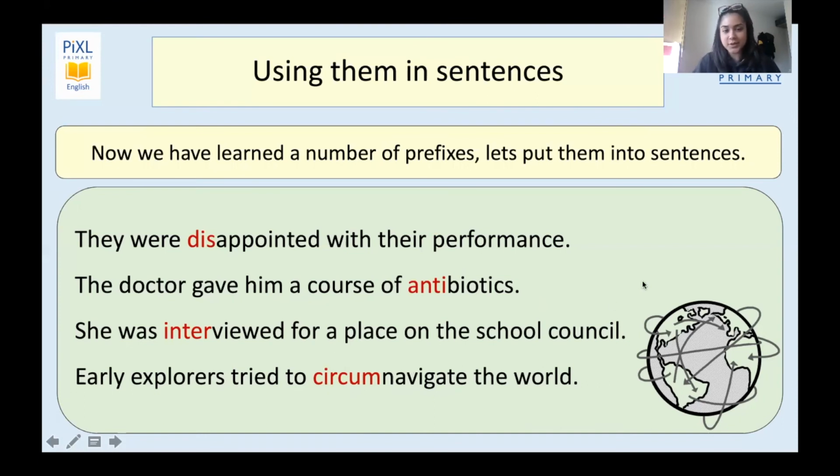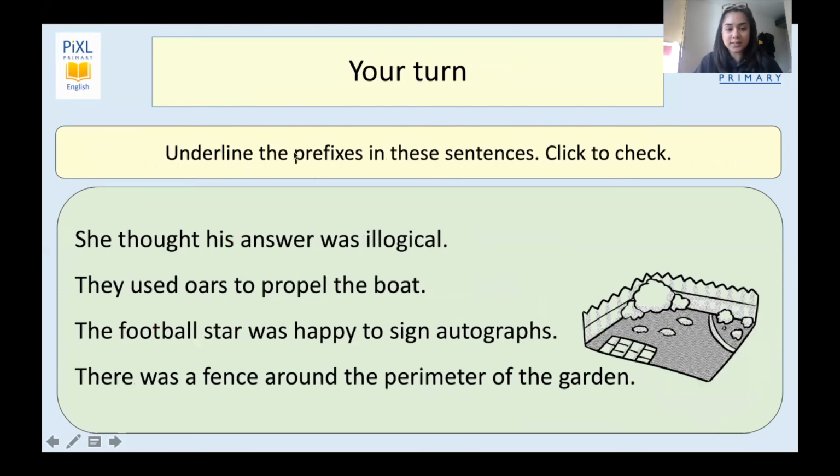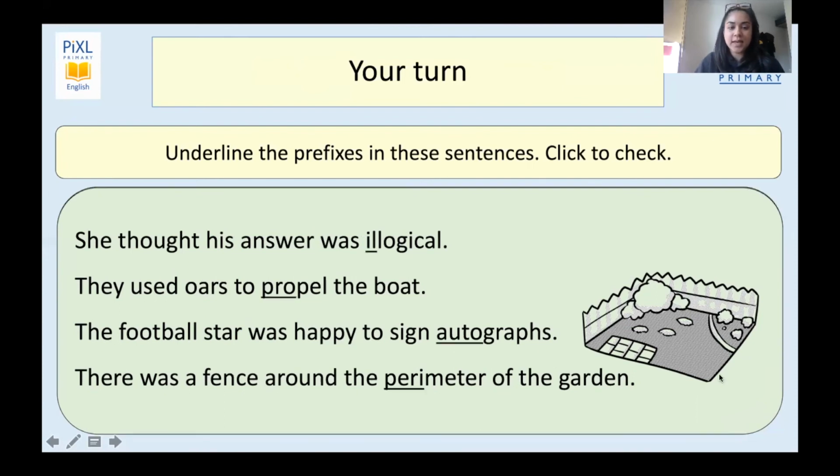Can you have a go at underlining the prefixes in these sentences? She thought his answer was illogical. They used oars to propel the boat. The football star was happy to sign autographs. There was a fence around the perimeter of the garden. So pause the screen, have a go at finding the prefixes in each of these sentences, and I will show the answer when you are done. Here are the answers. So we've got illogical, propel, autograph, and perimeter.